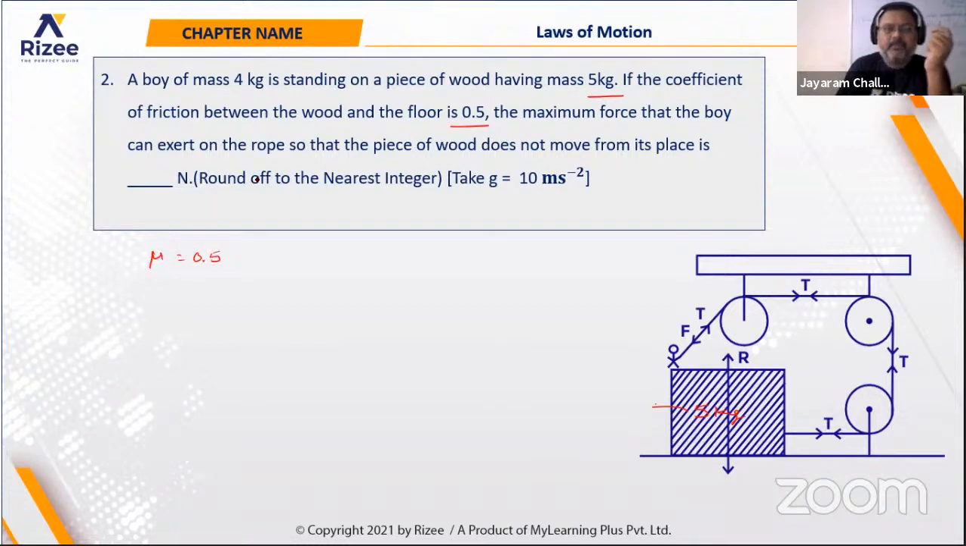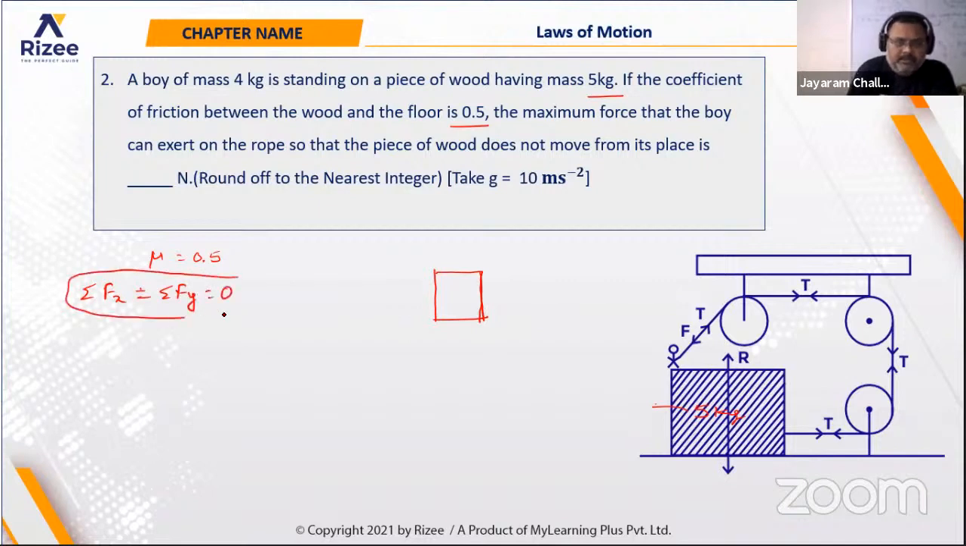The maximum force that the boy can exert on the rope so that the piece of wood does not move. So for this particular thing not moving, that is, it is under equilibrium. What are the forces on this piece of wood so that it cannot move? That means the sum of the forces along the x-axis and the sum of the forces along the y-axis has to be zero. So we need to identify the forces that will be acting on the system.